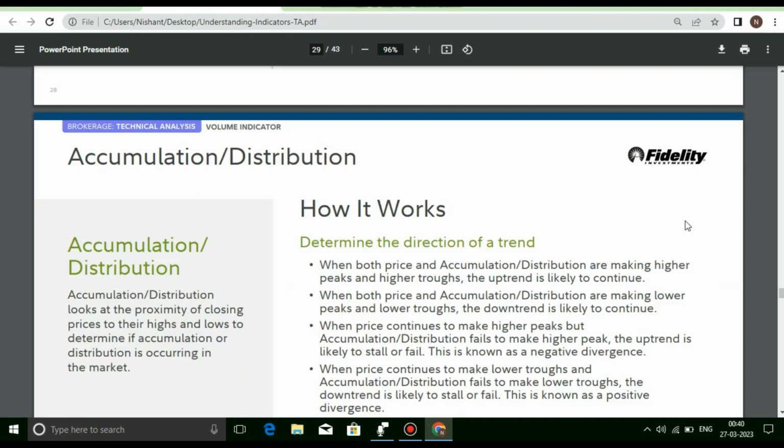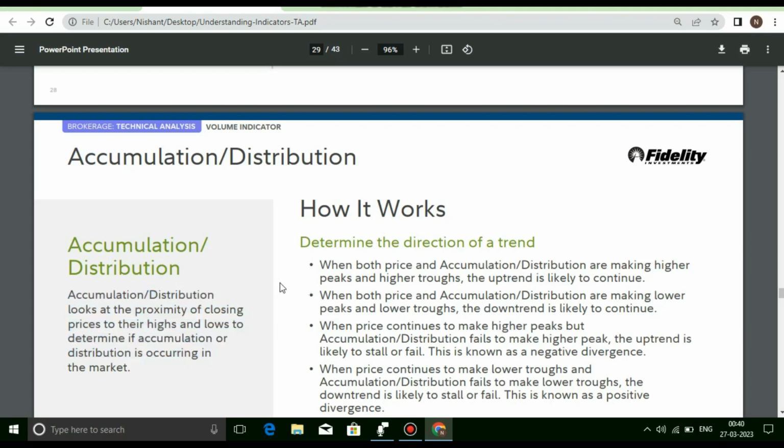So the next indicator is accumulation and distribution. As you can understand by the name of this indicator, accumulation means money inflow, and distribution means selling of the assets. Accumulation and distribution looks at the proximity of closing prices to their highs and lows to determine if accumulation or distribution is occurring in the market.